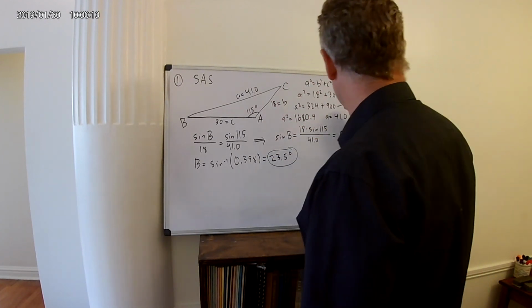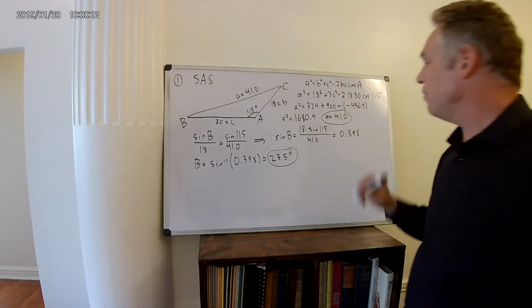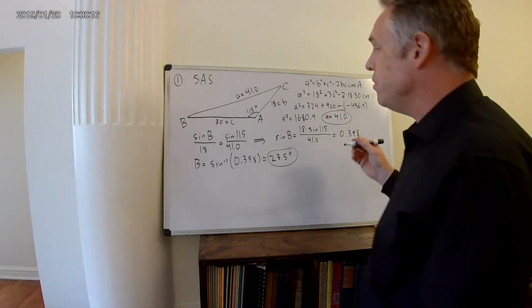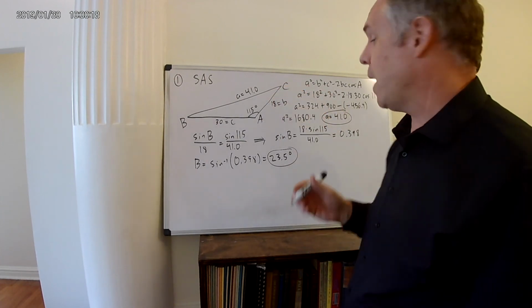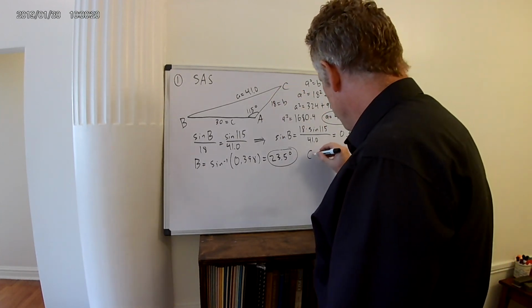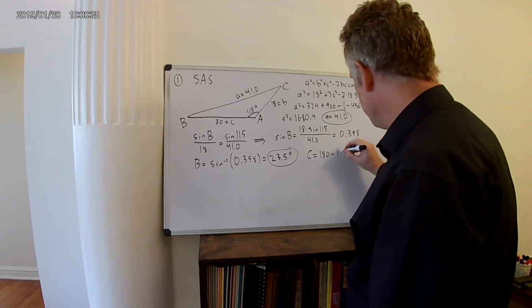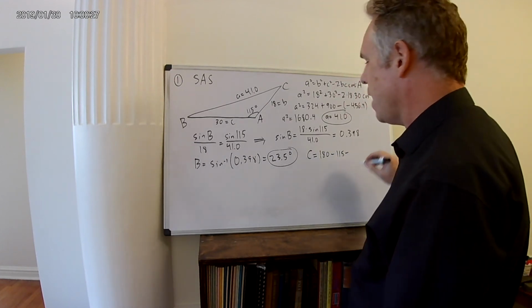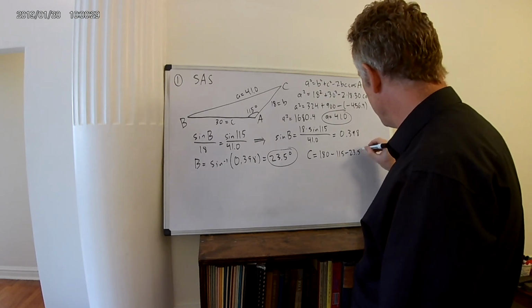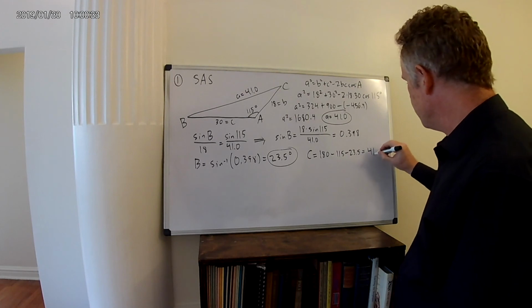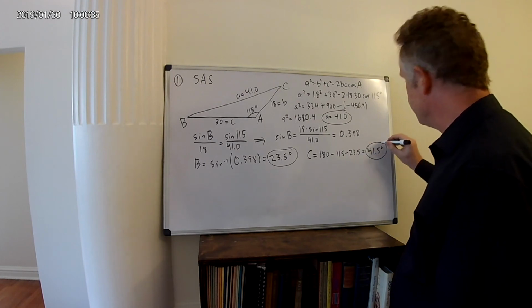So this is now angle B. We found side A. The only angle remaining here is angle C. Now this is easy because we know the angles of a triangle add to 180. So angle C will equal 180 minus angle A, which is 115, minus angle B, which is 23.5. And this comes out to 41.5 degrees. And so this is angle C.